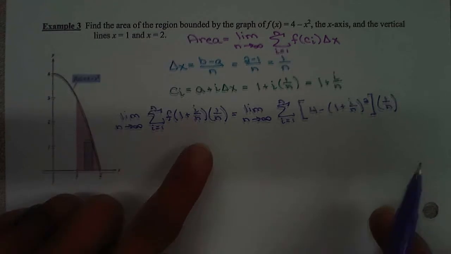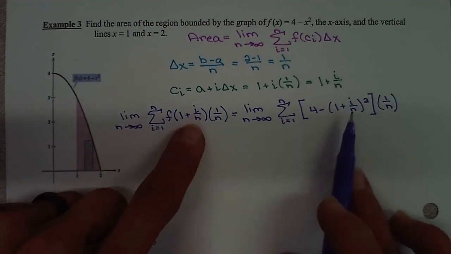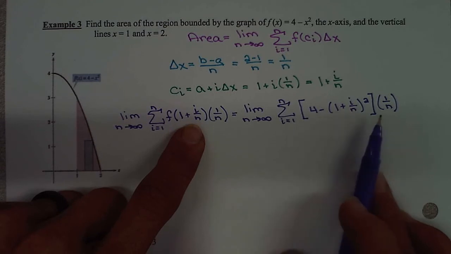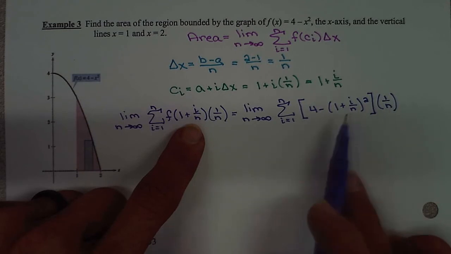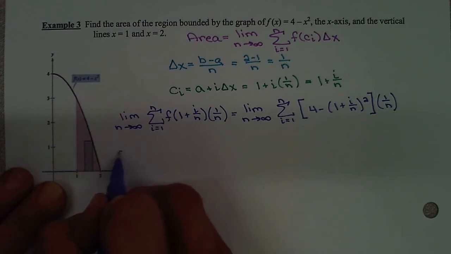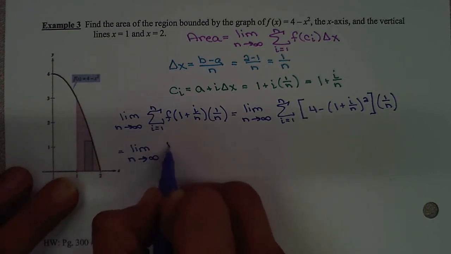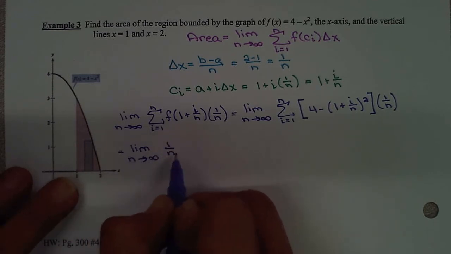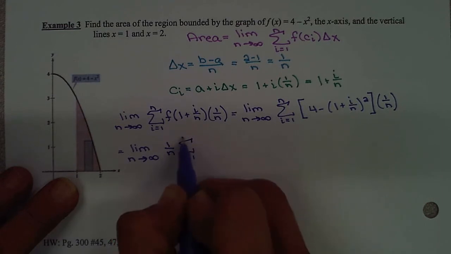All right, so now what we're going to need to do is start distributing here, doing all of our simplifying. I know, again, this 1 over n is basically a constant, so I'm going to pull that out and then do my distributing here with this binomial. So this equals the limit as n goes to infinity. I'm going to pull that 1 over n out in front of my summation. So then I have the summation from i equals 1 to n.